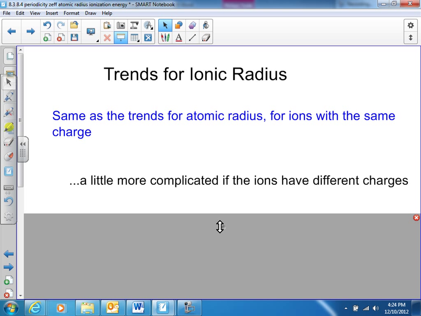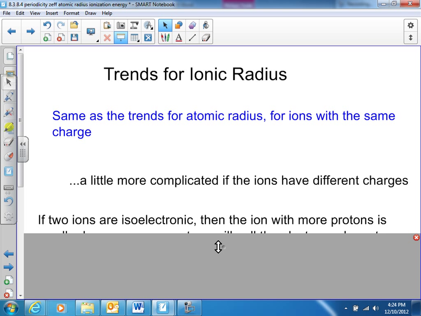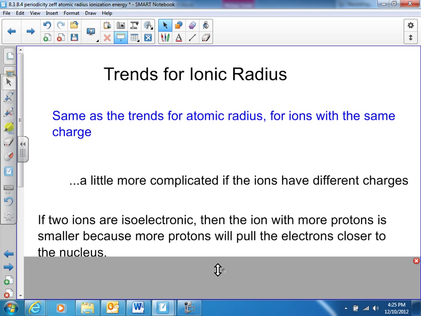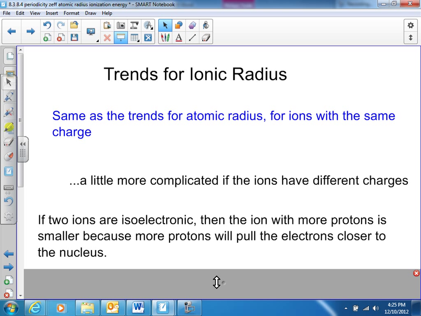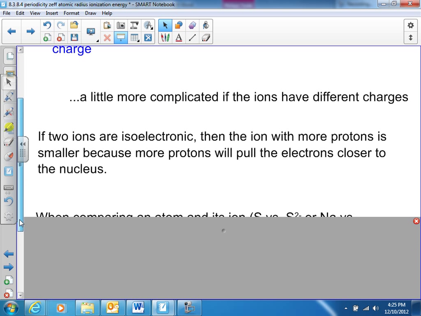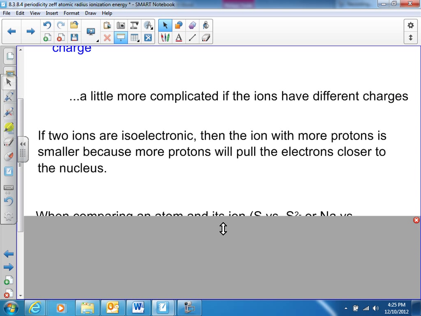What if we have different charges? So suppose we have 2 ions that are isoelectronic. Which one is going to be a bigger ion or a smaller ion? The one with more protons is going to be smaller. And here's the reason. More protons pull the electrons closer to the nucleus. Okay. There's still some more complicated issues.